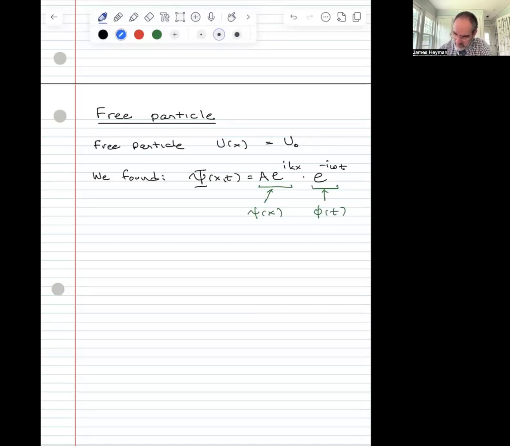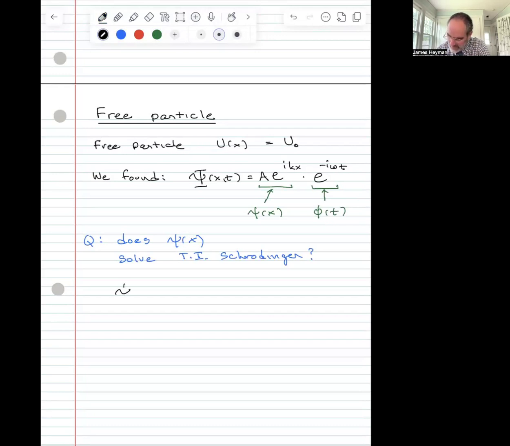So our question is, does the space part of it solve the time-independent Schrodinger equation? Well, the answer is yes. Let's see.